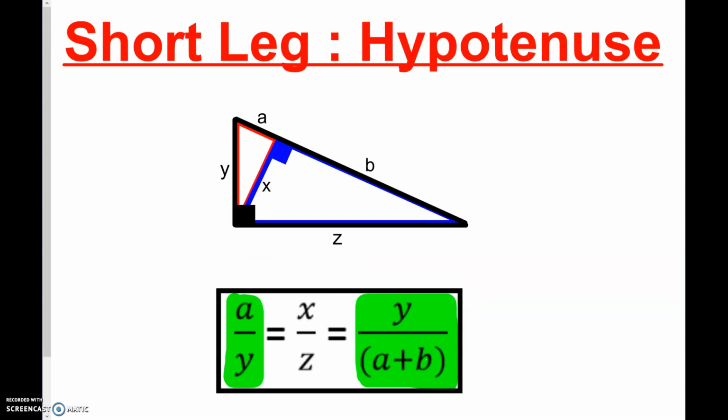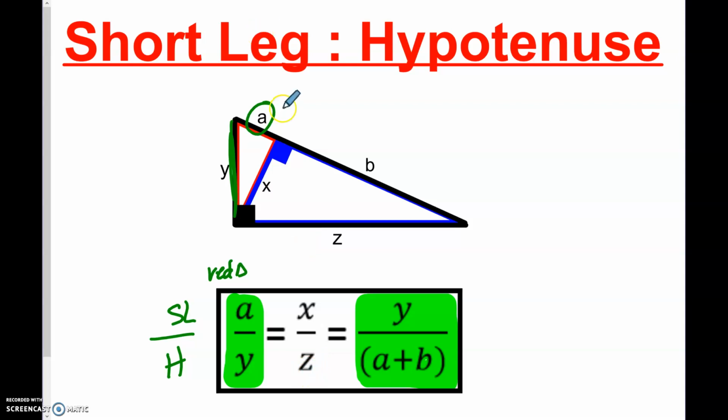And what are we doing in this one? So now let's look at the ratio of the short leg to the hypotenuse. Let's start with the red triangle again, and we're going to do short leg over hypotenuse. The short leg here is A, and the hypotenuse is Y. Now let's go to the blue triangle, and the short leg is X, and the hypotenuse is Z.